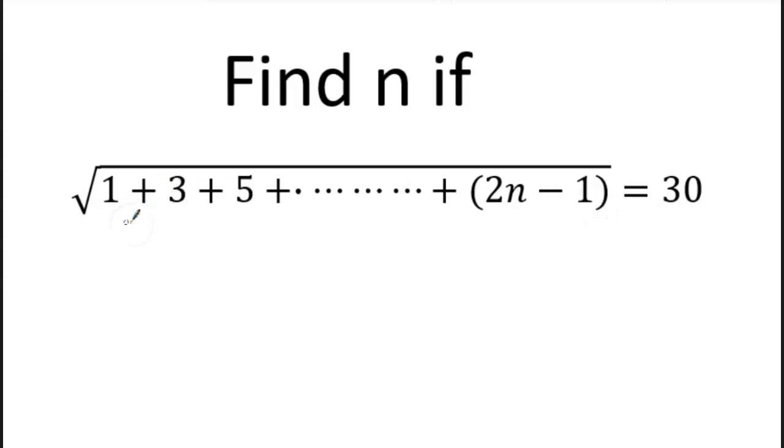1 plus 3 plus 5 plus up to 2n minus 1 is equal to 60. Okay, so let's start. Now, this is the square root of this whole expression. So why not square both sides to get rid of the square root? So let's square both sides.